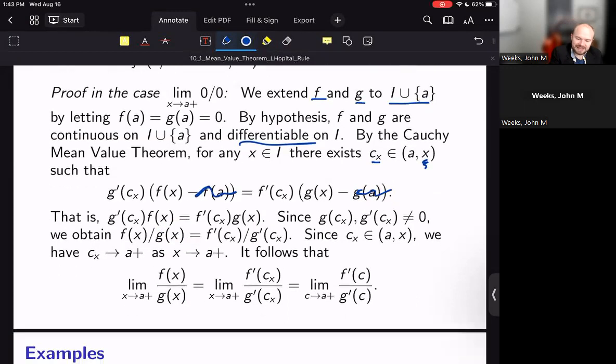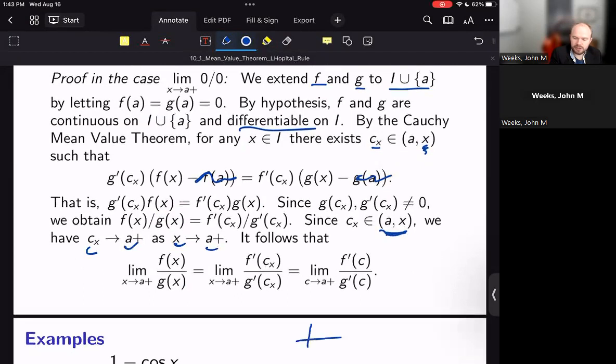Well, since c sub x is inside of a of x, c sub x is going to approach a from the right as x approaches a from the right, because this interval is continuing to grow smaller and smaller. You're looking at the interval going from a, and here's x, and c sub x is somewhere inside of here. As you change x, c sub x might change as well, but notice that as x approaches a, there's nowhere else for c sub x to go except toward a as well. So that means that these limits are able to be interchanged.